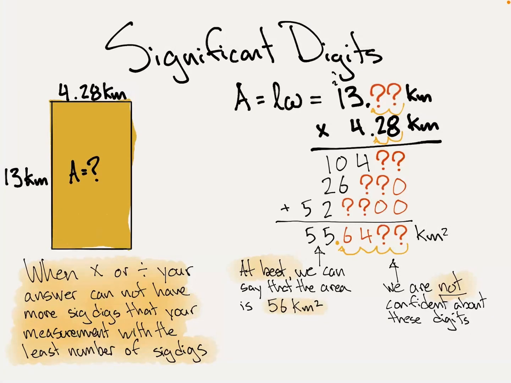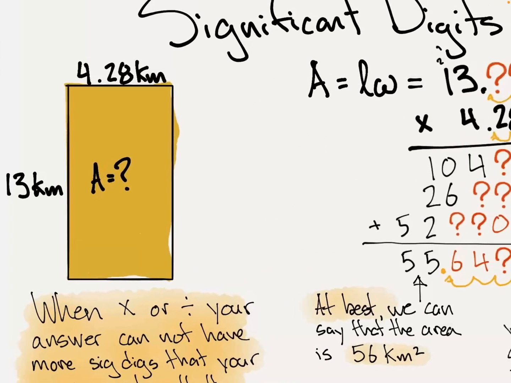Let's turn our attention to multiplying or dividing measurements. Let's say that we have, maybe this is a field, and it is 13 kilometers long and 4.28 kilometers wide. And we want to find out the area here. So we need to multiply these two measurements. Let's take a look at them quickly.